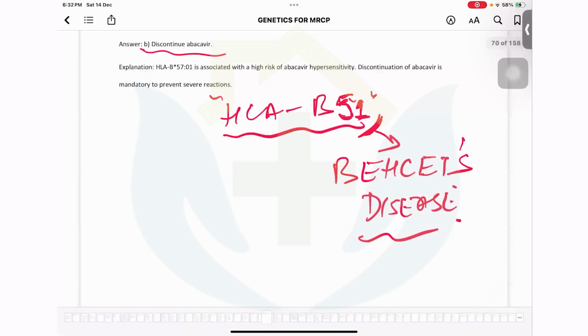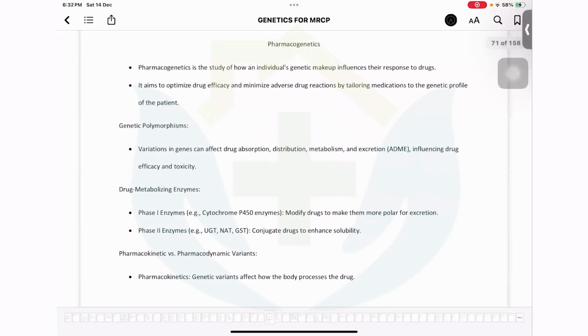Okay. So what is pharmacogenetics? Basically, it is the study of how an individual's genetic makeup influences their response to drugs. It aims to optimize the efficacy of drugs and minimize their adverse drug reactions.